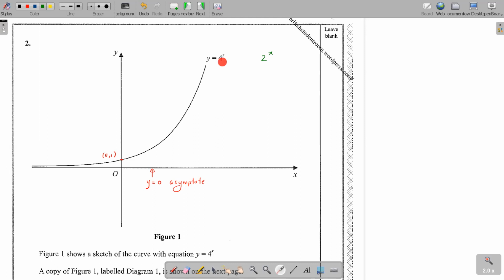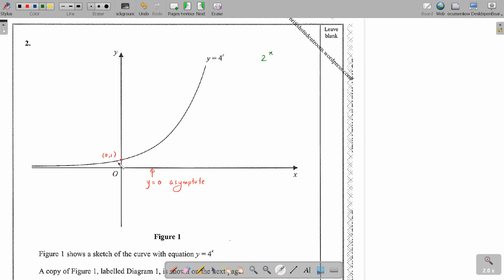So when x is 1, 4 to the power of 1 is 4, while 2 to the power of 1 is 2. So you will definitely need to understand that on the positive side, the values of the 2 to the power x graph are also going to have this kind of shape. The shape is similar, but the values should go below.